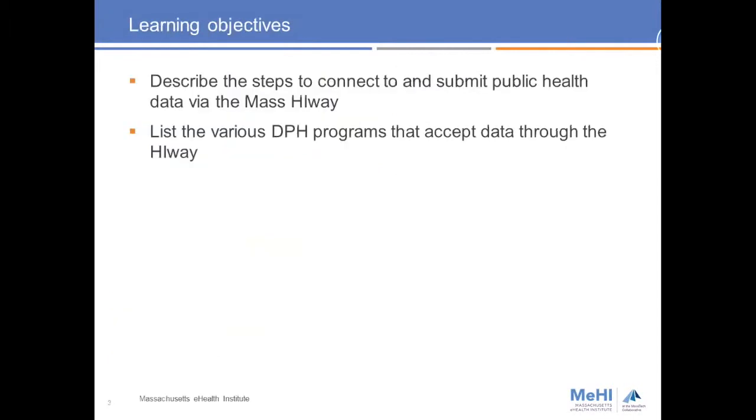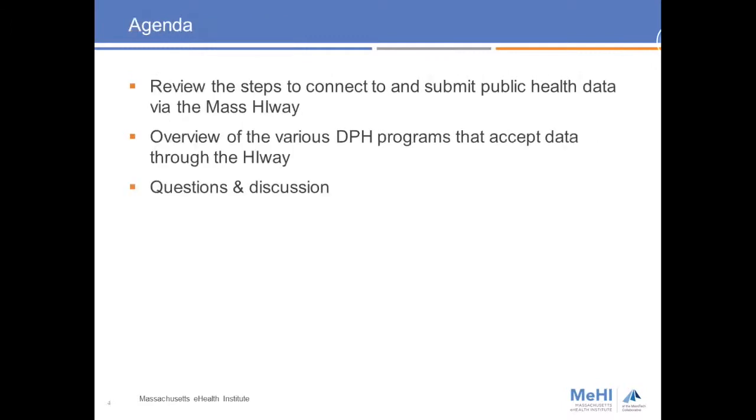So our objectives today, the things we'd like you to walk away with, are to be able to describe the steps to connect to and submit public health data via the Mass HIway. And we'd like you to be able to list the various DPH programs that accept data through the HIway. We'll accomplish those objectives by following this brief agenda. We're going to start off with a review of the steps to connect to the HIway and an overview of the various DPH programs, and then we'll open it up to questions and discussion.